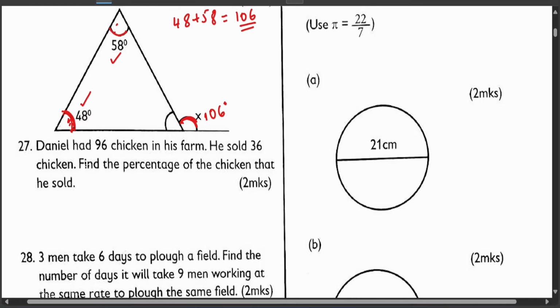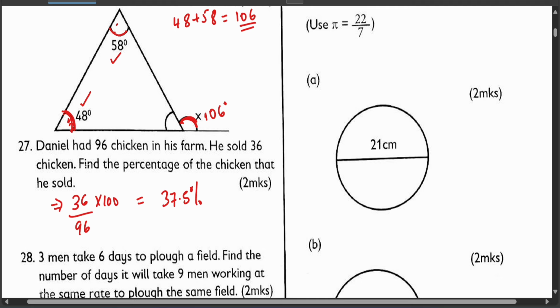Question 27. Daniel had 96 chickens on his farm. He sold 36 chickens. Find the percentage of the chickens that he sold. So you just take 36, the number of chickens sold, over the original, multiplied by 100, to give you how much? 36 divided by 96 times 100 gives you 37.5%.